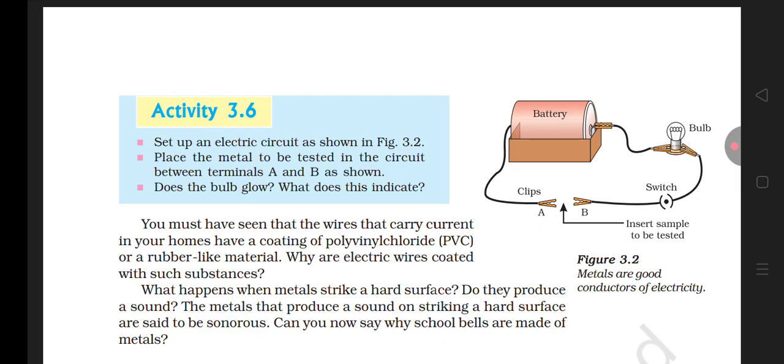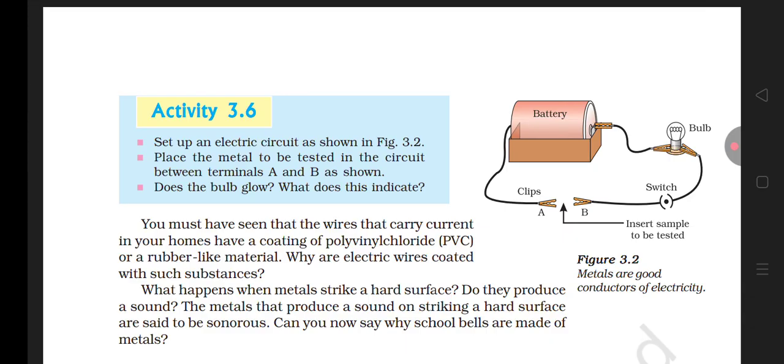If you see very carefully, when the metals are kept, you must have seen that metals are very good conductors of electricity. So they basically allow current to pass through them. Okay. So when you connect these wire endings, you will see that the bulb will glow, because the current is passed through these wires which are made up of metals, and definitely if the current is passed, it will help in glowing of the bulb.